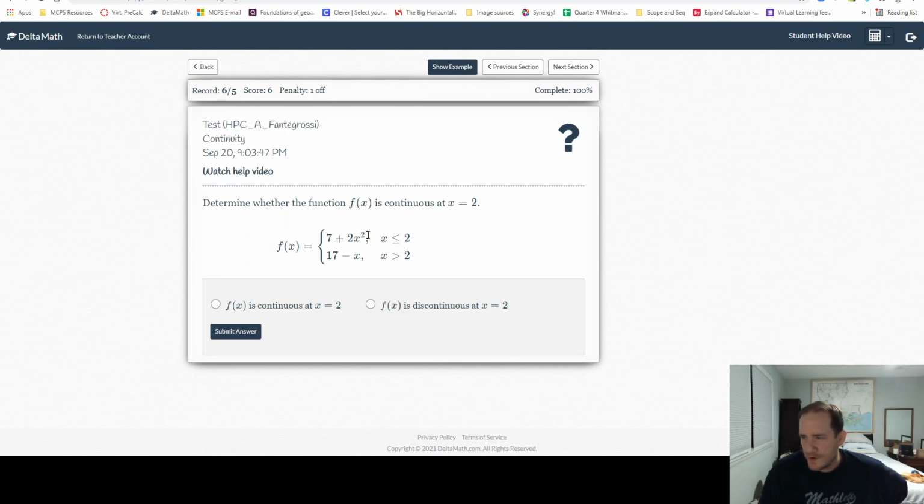Plug in 2: 4 times 2 is 8, plus 7 is 15. Okay, remember that number. Now plug it in here. Oh, 15. So left hand limit equals right hand limit. And it does equal the function value. So we are continuous.